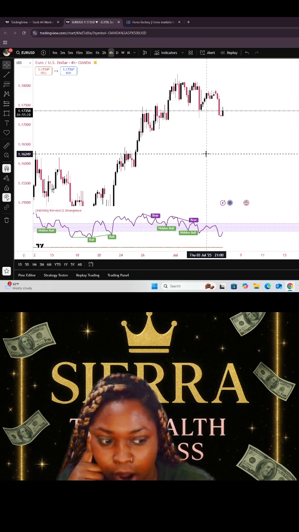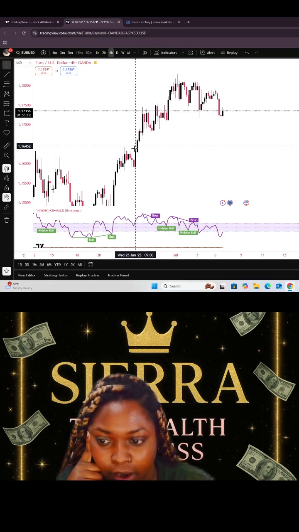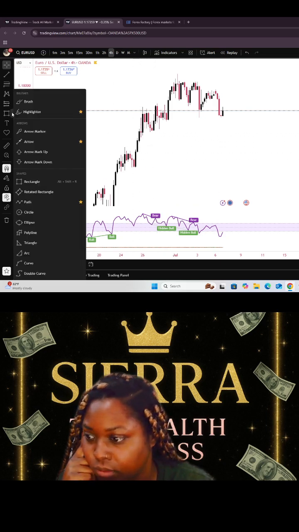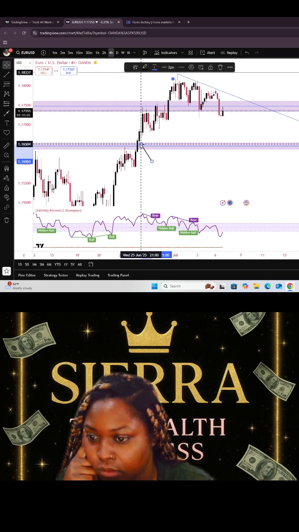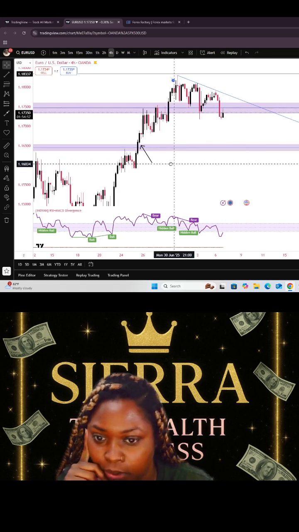Come to your 4-hour. Yep, we're selling. Find these 3 black candles and put TP here. So you have this fair value gap here. Put TP here at this wick. That wick right there.